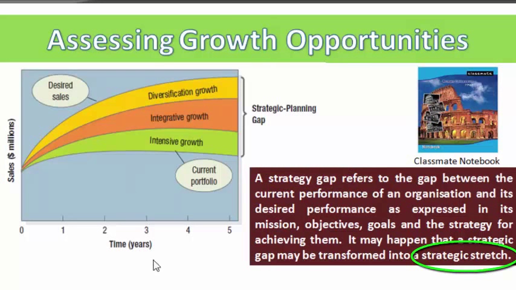The figure illustrates this strategic planning gap for a major manufacturer of white GSM paper notebook brand called Classmate. The lowest curve projects the expected sales over the next 5 years from the current business portfolio. The highest describes the desired sales over the same period. Evidently, the company wants to grow much faster than its current business will ever permit. A strategic gap refers to the gap between the current performance of an organization and its desired performance.